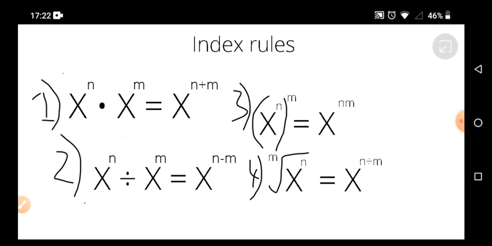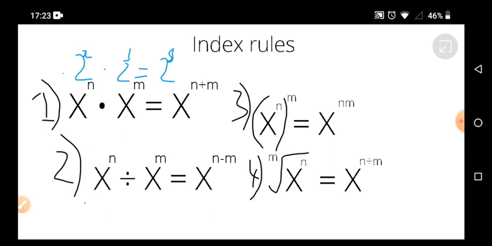So this first one, if you have x to the n times x to the m, it will give you x to the n plus m. What that means is, I'm going to give you an example with base 2. So 2 squared, times (I'm going to use a dot for times because of the x's) 2 to the 3, is equal to 2 to the 5. 2 to the 5 is 32, 2 to the 3 is 8, and 2 squared is 4, and 4 times 8 is 32, so we can verify that's true.